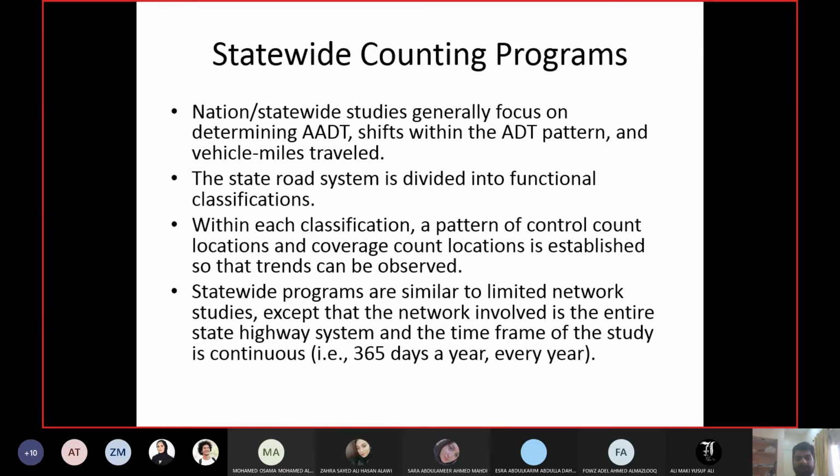Now AADT is the average for the whole year, but within the whole year you will have shifts in volume. I showed you some graphs at the start of this topic where the volume was changing between weekdays and weekends and between different months of the year and so on. So each day of the week may have a different value and each month may have a different average traffic. So in a statewide counting program, they also study the shifts in ADT. ADT meaning average daily traffic.